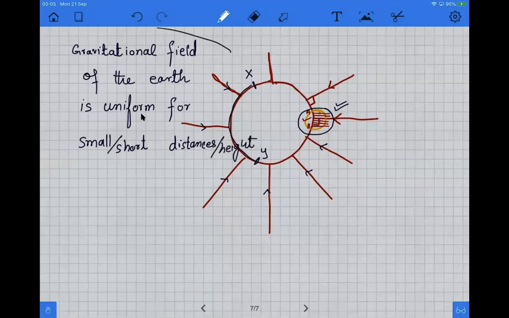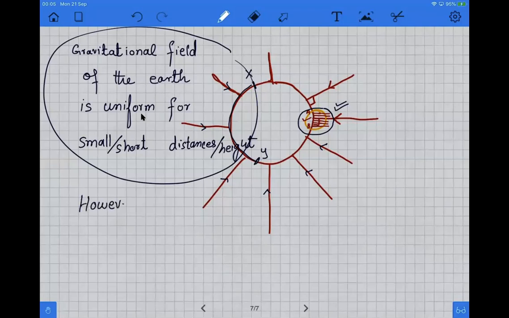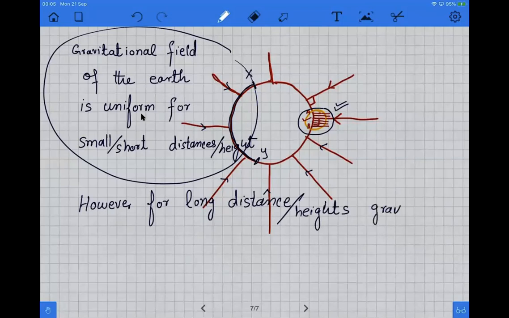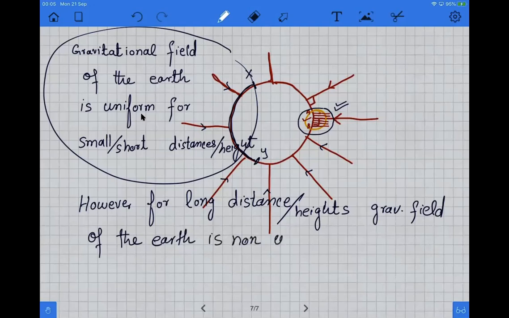So when you are dealing with small distances or heights, the gravitational field of the Earth can be taken to be uniform. However, for long distances or heights, for example, as you take from X to Y, the gravitational field of the Earth is non-uniform.